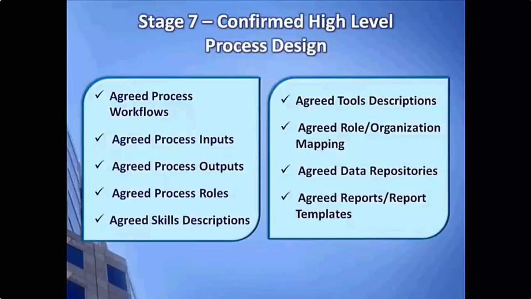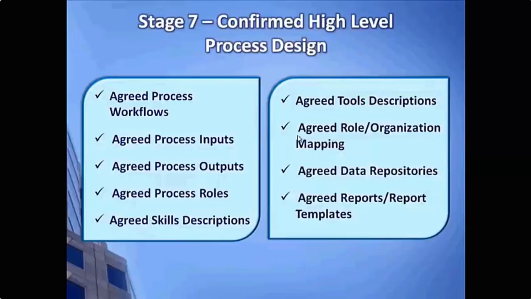In Stage 7 here, we're going to confirm agreement on our future state for our process. This includes all the workflows, the inputs, the outputs, role descriptions, tooling strategies, and reporting templates. Note that this agreement is not just with the design team and stakeholders. Other process owners should also be in agreement to make sure that what you have designed for a particular process does not conflict or overlap with other work that the other process owners may be doing at the same time.